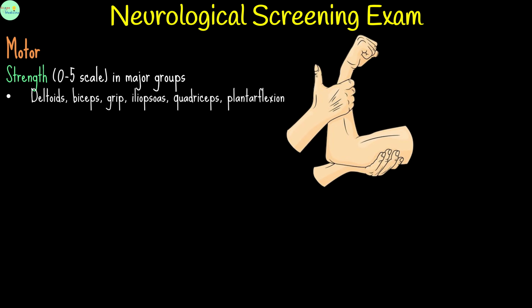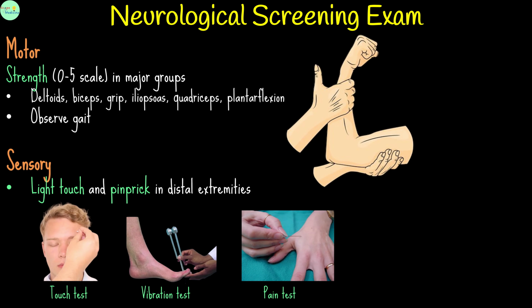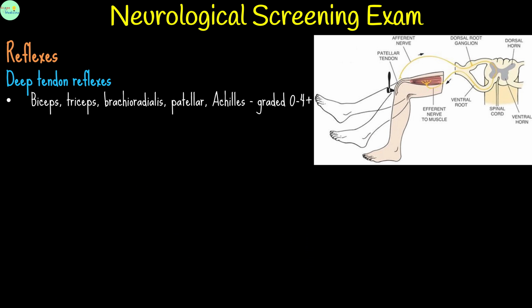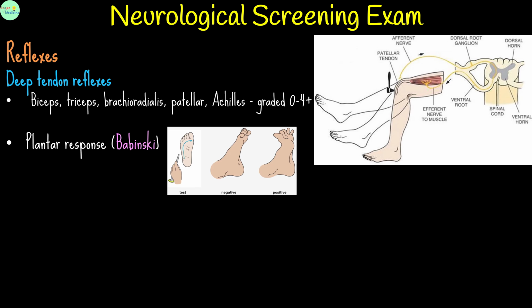For the motor system, test strength on a 0 to 5 scale in major muscle groups: shoulder, elbow, grip, hip, knee, and ankle. Observe the patient's walk. For sensory function, test light touch and sharp versus dull sensation in the hands and feet. Test deep tendon reflexes at the elbow, knee, and ankle, grading their response. Check the sole of the foot for the Babinski reflex.